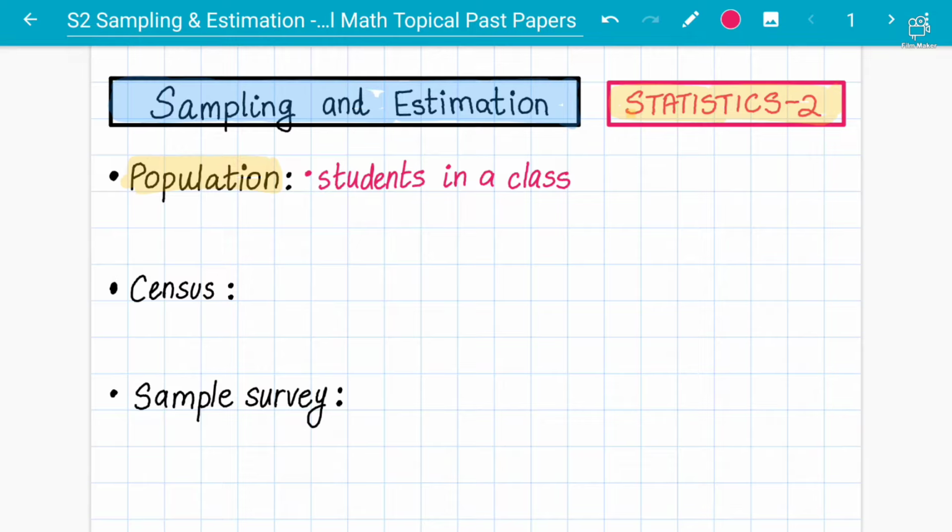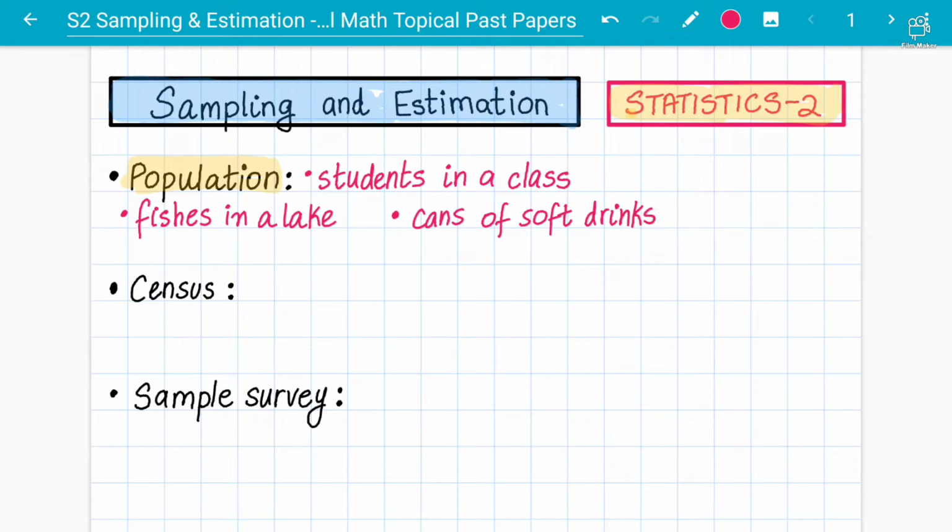It can be the fishes in a lake. Similarly, it can be people aged over 75, or people aged over 95. It can be the cans of soft drinks produced in a factory. This can also be called a population. So this is one of the important terms that you need to understand: what is actually a population in the sampling chapter.